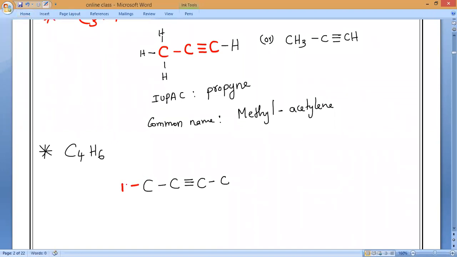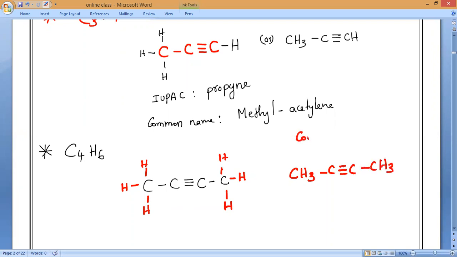Can you tell me the number of hydrogens on the first carbon? 3 hydrogens. Second carbon, already 4 bonds are there. Third carbon also already has 4 bonds. And again, the last carbon, how many hydrogens will come? 3 hydrogens will come. So the condensed structure is, CH3 single bond C, triple bond C, single bond CH3.